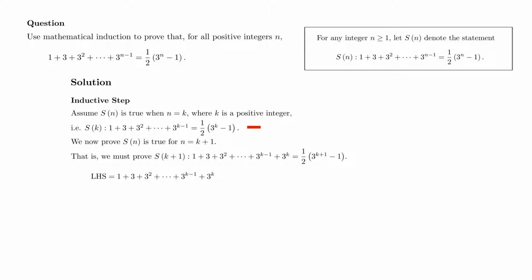At the beginning of the inductive step, we assumed that this equaled 1 on 2 times 3 to the k minus 1, and so we will make our substitution. Therefore, on our left-hand side, we now have 1 on 2 times 3 to the k minus 1, and outside of that, a plus 3 to the k.